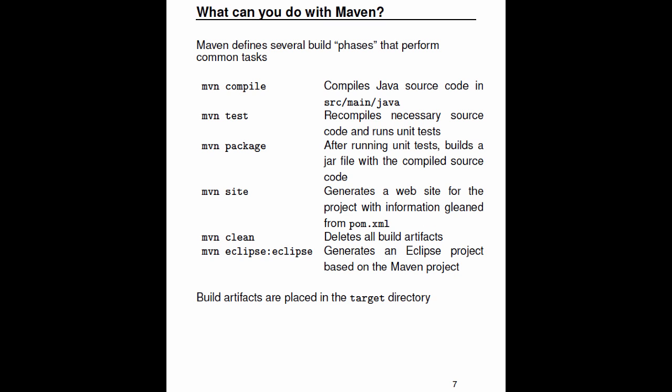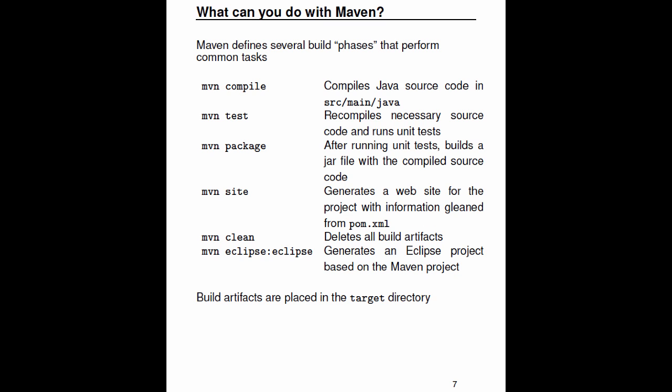Oh yeah, by the way, I'm using this word plugin. So there are these build phases, but there are also these plugins that will do things like compile source code. So you'll see that one of the things that we configure is the Java compiler Maven plugin, to compile using Java 7 language syntax.